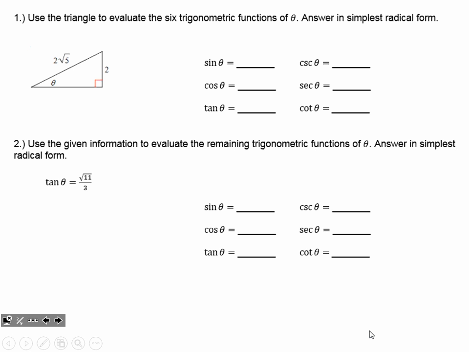Here we have a right triangle given, and you can see that we've got some angle theta, and we need to find all 6 trig functions of that angle theta. And in order to do that, I'm going to need to know all 3 sides. I've got my angle here, so I'm given an opposite leg of 2, hypotenuse of 2 root 5, and I'm going to have to do some work to find the adjacent side.